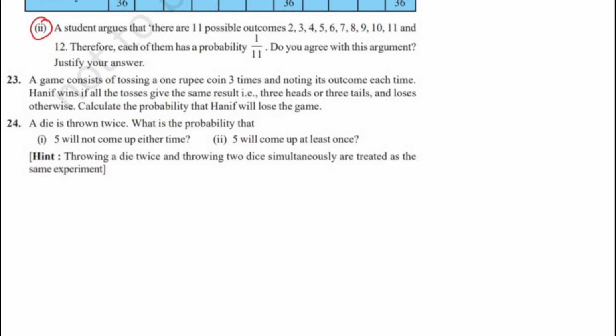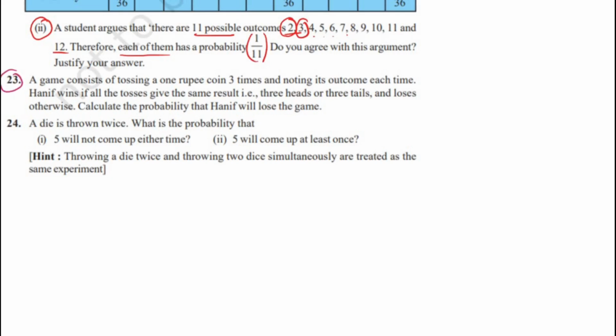A student argues that there are 11 possible outcomes, 2 up to 12. Therefore, each of them has the probability of 1 out of 11. Do you agree with this argument and justify your answer? We should not agree with this argument. Why? Because from 2 to 12 there are 11 possible outcomes. So the probability of occurrence of 2 is 1 out of the 11 cases. The probability of occurrence of 3 is also 1 out of 11 cases. So the probability of occurrence of each of these individual numbers is 1 out of 11 possible outcomes.